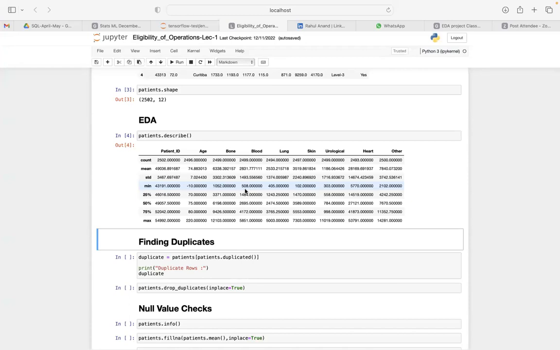It's important for you to understand the data first, and then only will you be able to explain the data to others, and then only will you be able to work on the data itself.